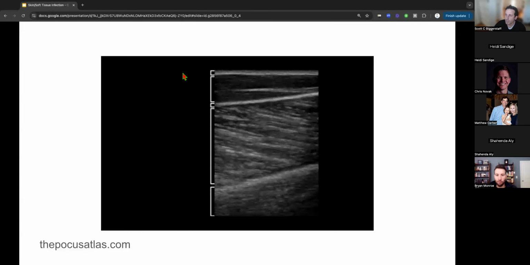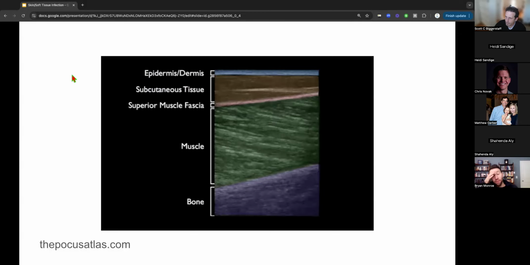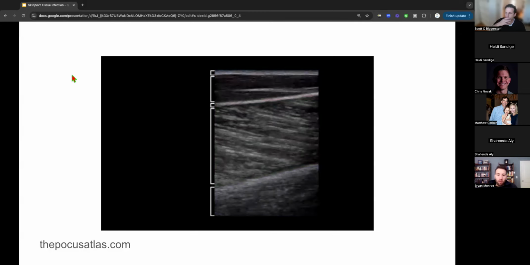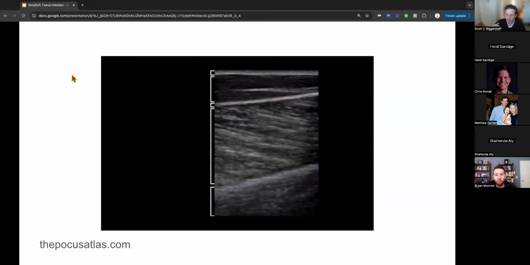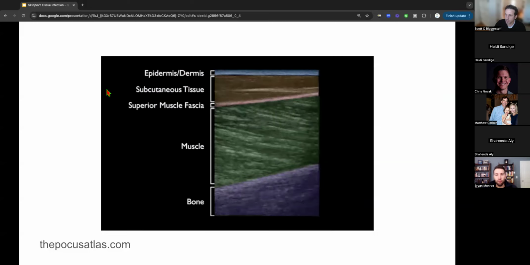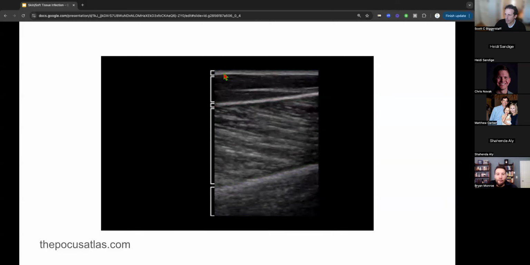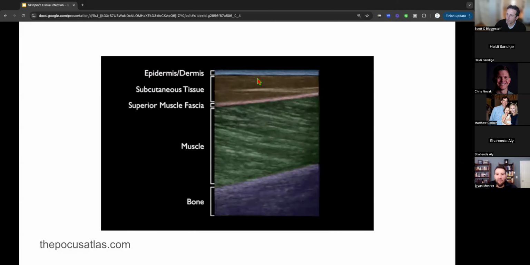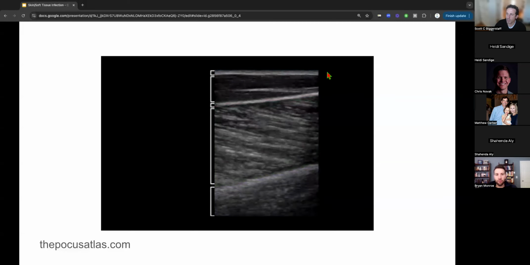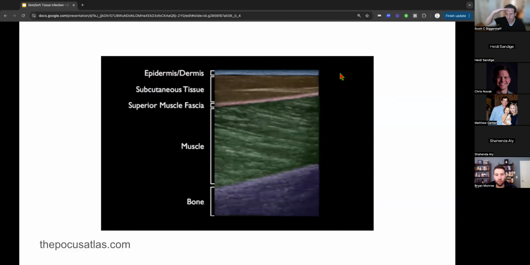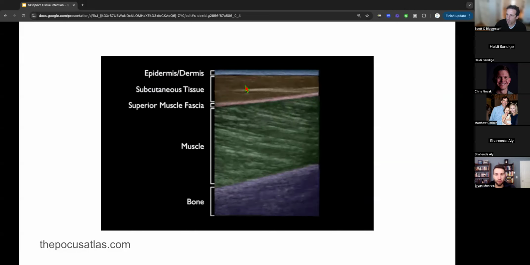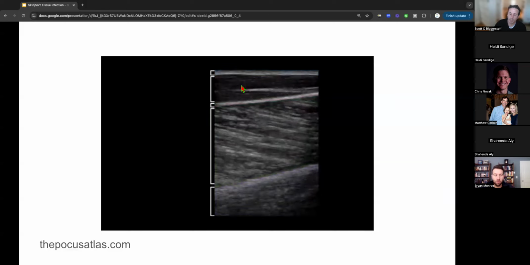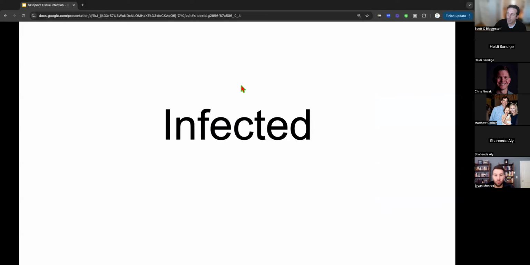This is what normal skin and soft tissue looks like. This is a pretty deep image. Oftentimes when you're scanning a skin infection, you're not going to have the depth set quite so deep, but this is useful for illustrating all the different structures you might encounter. Up top in the near field, you have epidermis and dermis. Usually that's going to be a bright hyperechoic stripe at the top of the screen. The next thing down is our subcutaneous tissue, below the dermis.